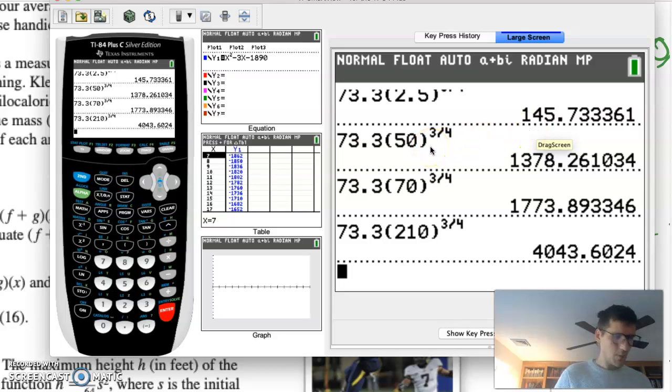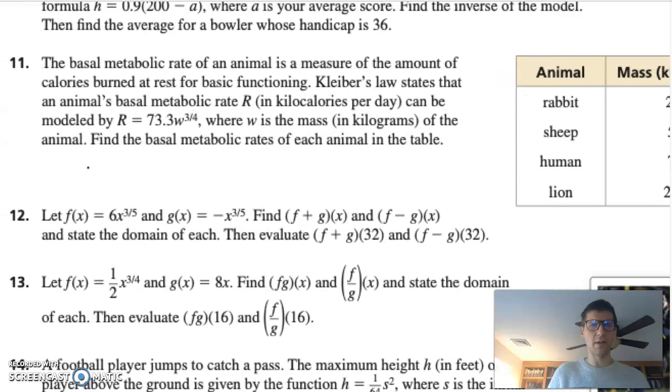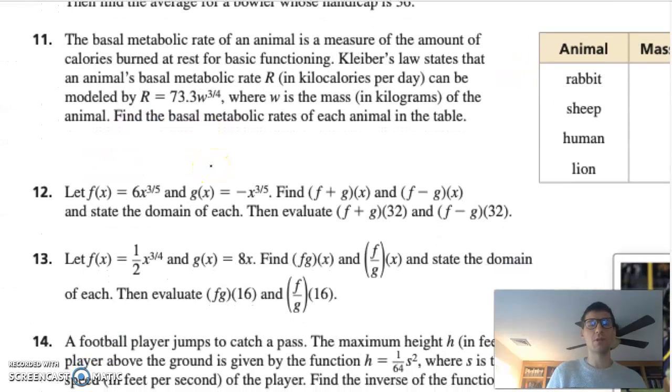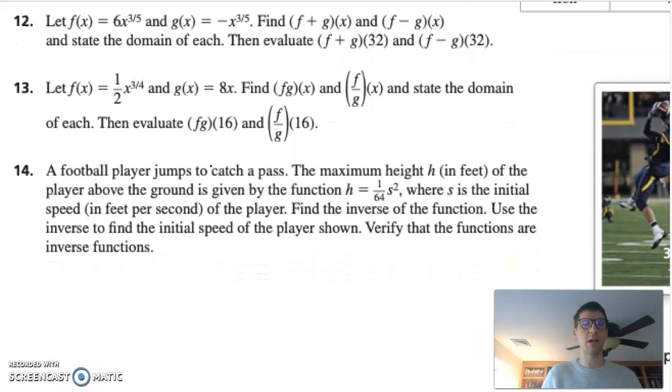For the sheep, 1378 about. For the human, about 1774. And for the lion, about 4044. I don't think it's specified what units to round to, so we had some flexibility to decide.